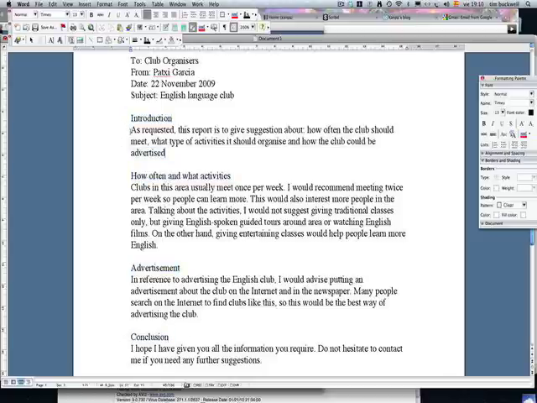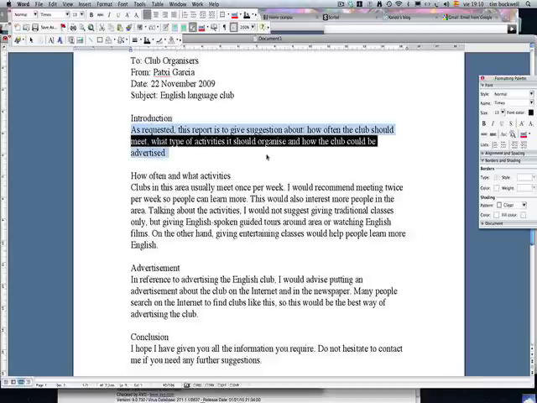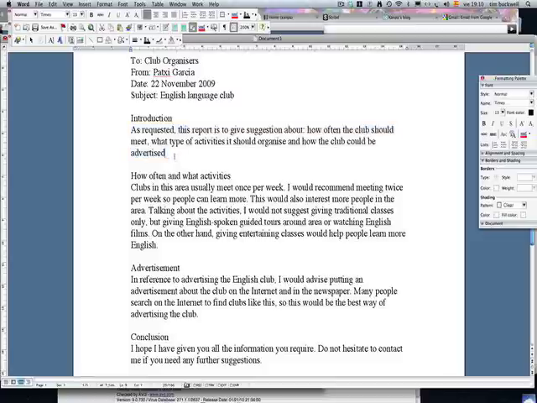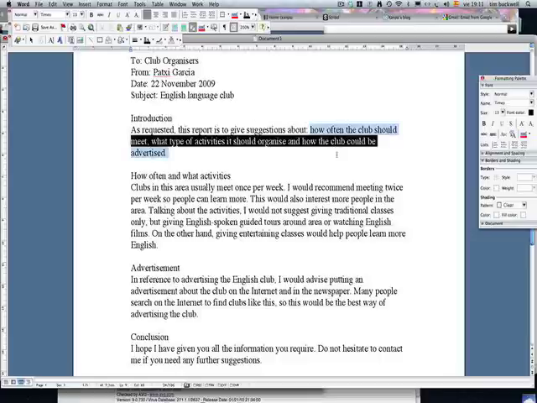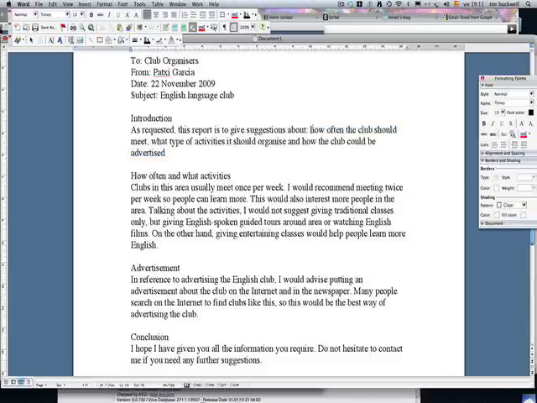Okay, as is often the case, our introduction serves to show the structure of the main paragraphs, and so we have a signpost sentence again. As requested, this report is to give information or to give suggestions about, and this is our signpost sentence.